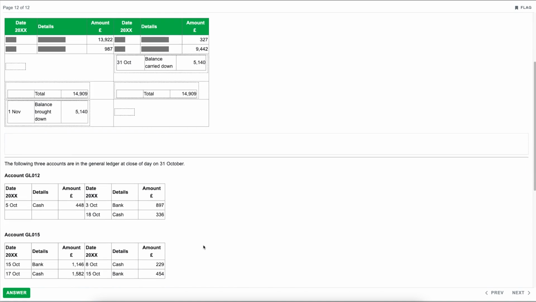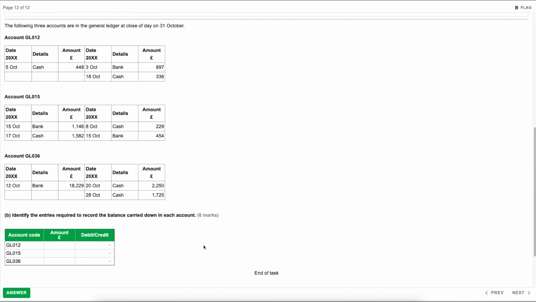We can now move down. So it states the following three accounts are in the general ledger at the close of the day on the 31st of October. Part B, identify the entries required to record the balance carried down in each account. So we need to use the same technique here as we've done in part A. All we need to do is basically add up our debit side, add up our credit side, do the difference between the two sides, and then it's asking for the balance carried down. So it would be the amount that is going to go on the lower side.